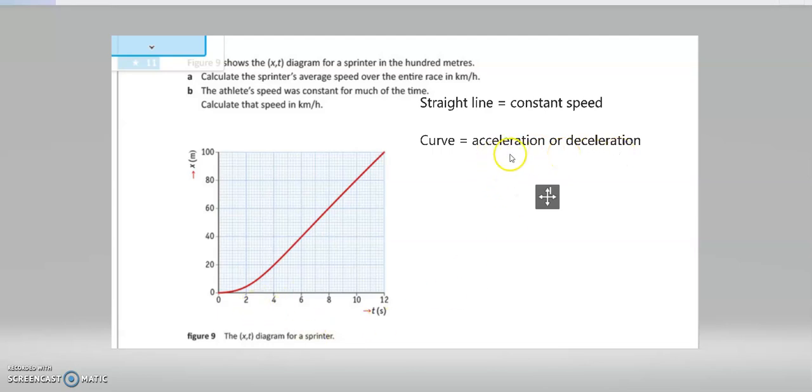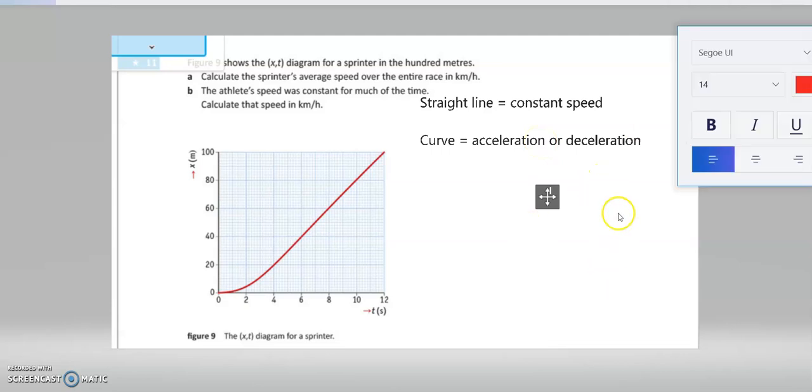And if we want to know if we have acceleration or deceleration, we need to look at the slope of the graph. So you put your set square on the graph here and then look at the steepness of the slope, or in mathematics we say look at the gradient. So the gradient or the slope becomes steeper. That means that from 0 to 4 seconds we have acceleration.